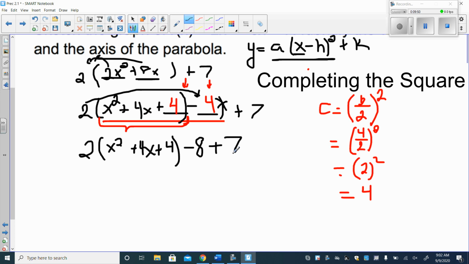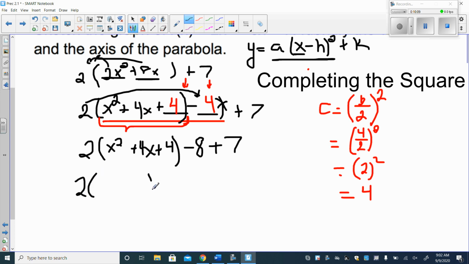The reason that we did the 2 times negative 4 is to get it outside of the parentheses, which we did. Because again, when we multiply by our 2, that multiple out front, it simplifies those parentheses out, and that's why we did that there.